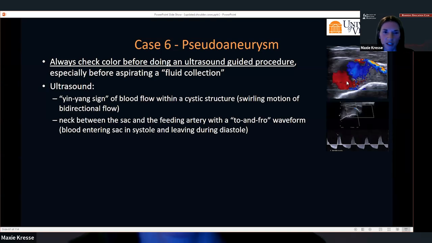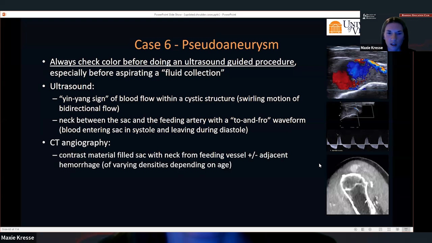Just to review the ultrasound findings here. The first image that we looked at is the yin-yang sign. That's the blood flow within the cystic structure, that swirling motion of the bidirectional flow. This is your feeding vessel here. And if you put the spectral Doppler over that feeding vessel, you should get this to and fro waveform, which is blood entering the sac in systole and leaving during diastole. The CTA showed the same findings, that feeding vessel filling the sac, and this patient did have some adjacent hemorrhage. So that was a pseudoaneurysm.